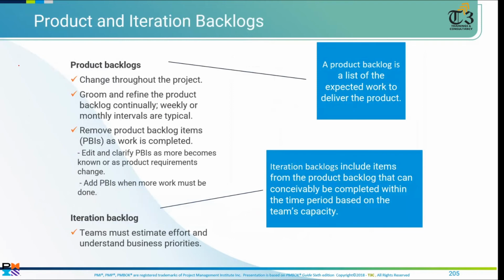So in predictive, we have what? WBS. In adaptive, we have what? Product backlog. What is WBS? WBS is called work breakdown structure. It contains the work that needs to be completed. Similarly, product backlog is also the same thing. It contains the work that needs to be completed to complete the project. So teams will take the work from the product backlog, like in predictive, the team takes the work from WBS.